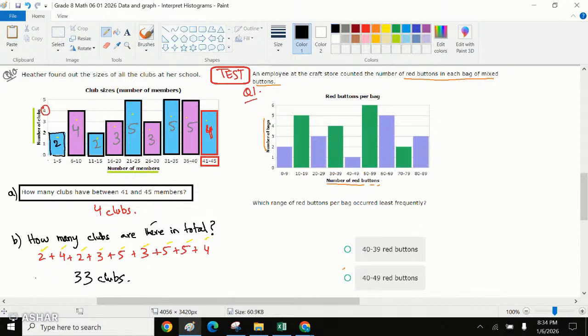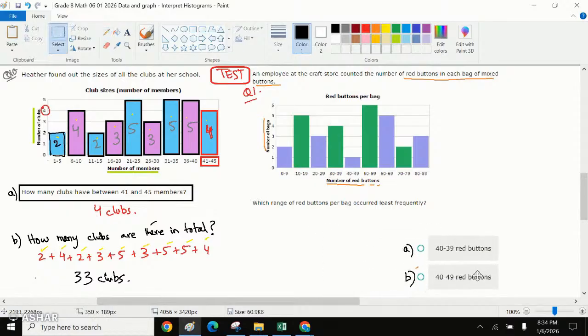So what can we do? Can we try to find the answer? Option A or option B? Can anyone help me out? This question is for you people, right? Since it's a test, I would want you to answer. Which range of red buttons per bag occurred least frequently, right? Whenever we have to look at the word least over here.